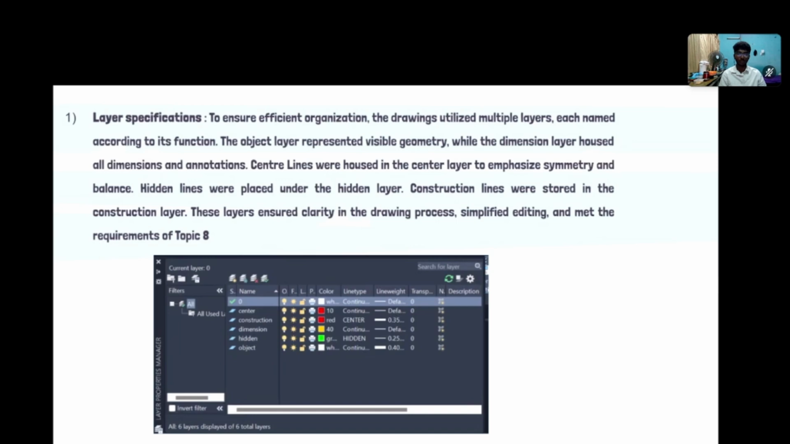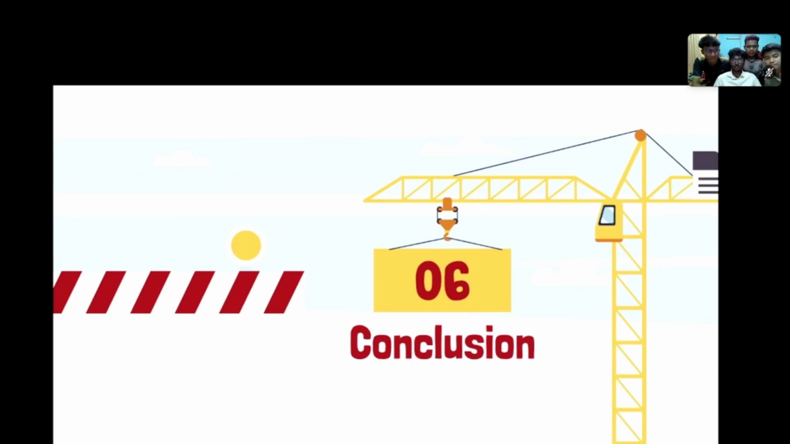Center lines were housed in the center layer to emphasize the symmetry and balance, while hidden lines will be placed under the hidden layer. Construction lines were stored in the construction layer, and these layers will ensure clarity in the drawing process, simplify editing, and meet the requirements also stated in topic 8. So finally, let's move on to the conclusion.